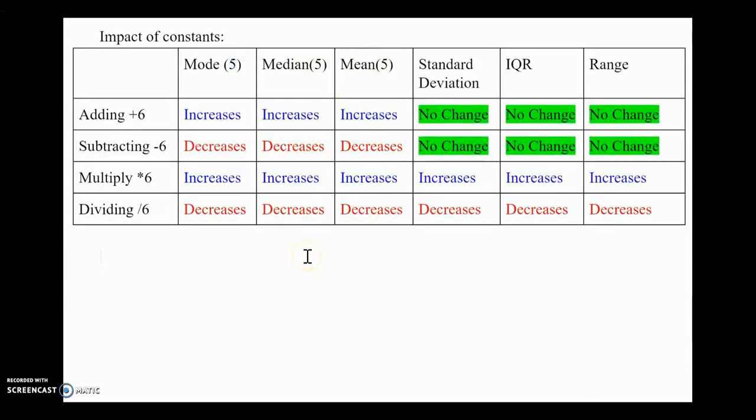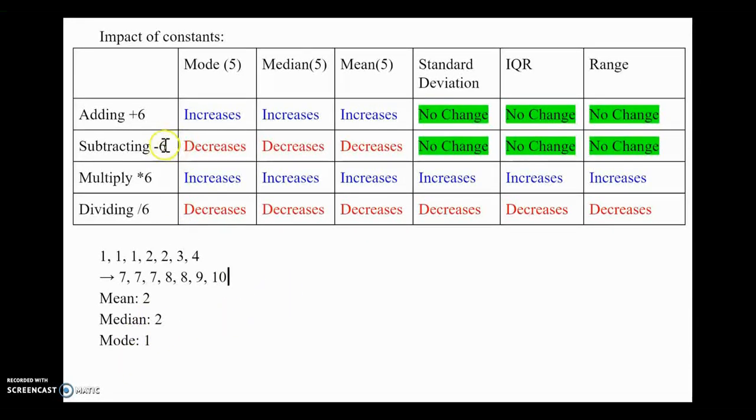If you don't believe me, let's try it with some data values. So if I had a data set of 1, 1, 1, 2, 2, 3, 4, and let's say I added 6 to all of these, I will change that over here. So 6 added to everything will give me 7, 7, 7, 8, 8, 9, and 10. So that means that's my addition.